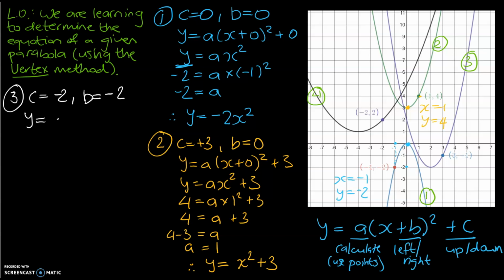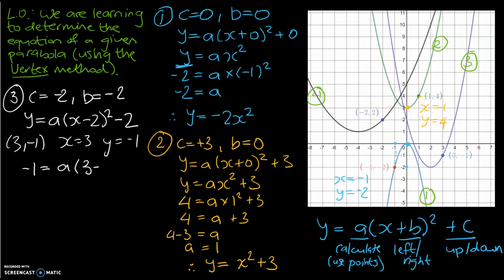So y is going to be equal to a of x minus 2 squared minus 2. So we put a and we put b in there. We now need to use that coordinate, so 3, negative 1. And at that point, we know that x is equal to 3, and we know that y is equal to negative 1. So we're going to put both of those values into our equation. So negative 1 is equal to a of 3 minus 2 squared minus 2.